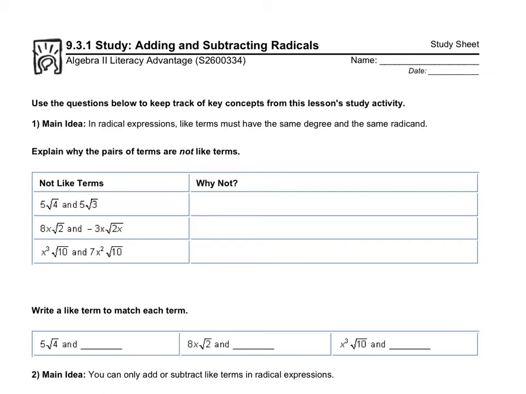Just like we can add and subtract polynomials, we can add and subtract radicals. So in order for us to be able to add and subtract radicals, what's underneath the radical has to be the same. So I could not combine 5 square root of 4 and 5 square root of 3 because square root of 4 is different than square root of 3.